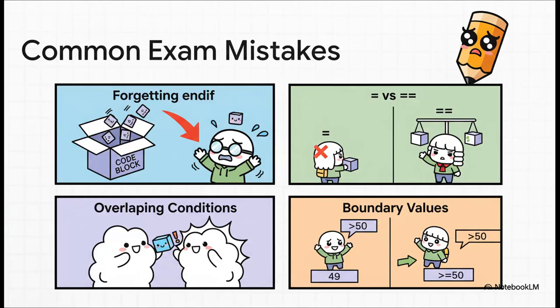Now, before we wrap up, I want to save you some future headaches. Let's talk about the common mistakes everybody makes. Forgetting your end if or end switch, yep, we've all been there. Using a single equal sign when you meant to use two for comparison, that's a classic. Also, be super careful that your conditions don't accidentally overlap, and always double-check those boundary values. Is it greater than or equal to? It makes a huge difference.